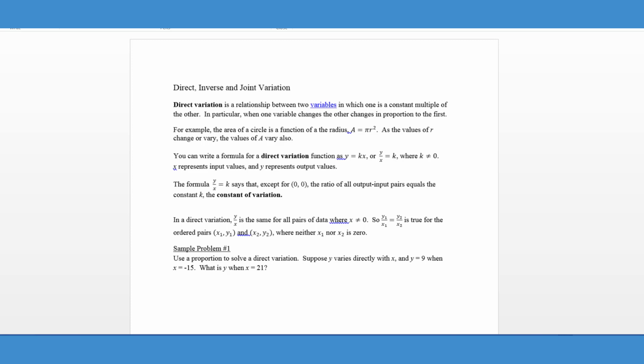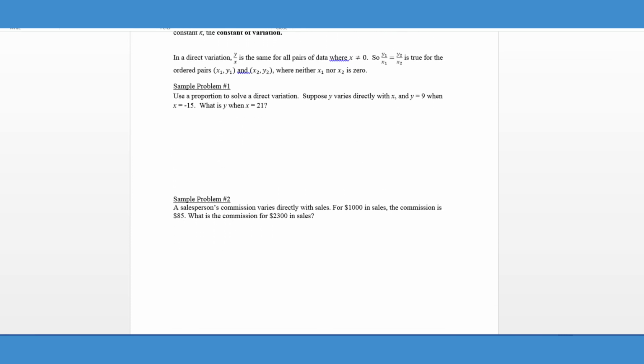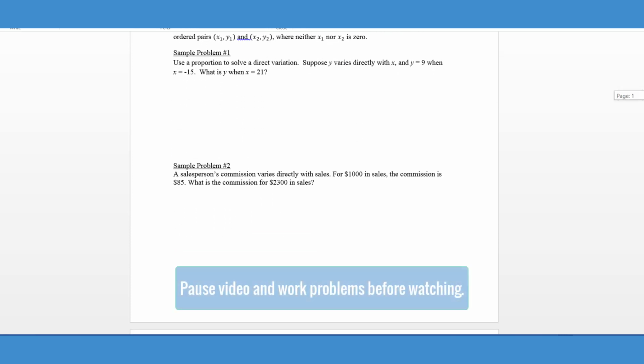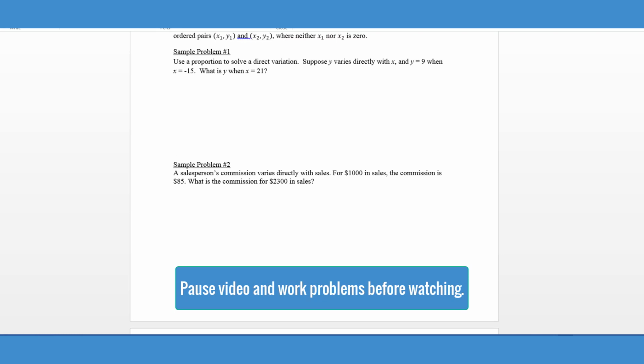I'm going to work sample problem number 1 for you and set it up so you can see it. And then I want to see you try to work sample problem number 2 on your own based off what you see in sample problem number 1. So, alright, it says use a proportion to solve a direct variation. It says suppose y varies directly with x.